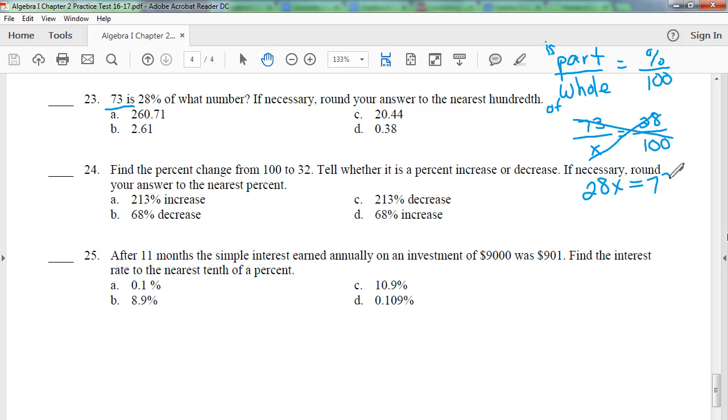So we have 28x equals 7,300. And we need to divide both sides by 28. That gives us x equals 260.714, and it says to round to the nearest hundredth. That's the second decimal place, so that would be 260.71.